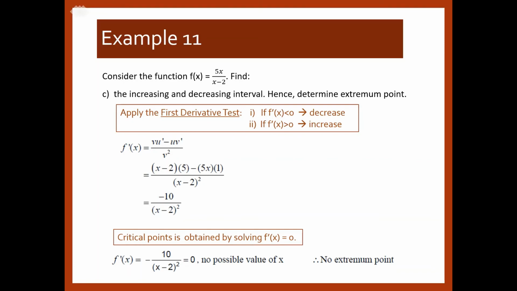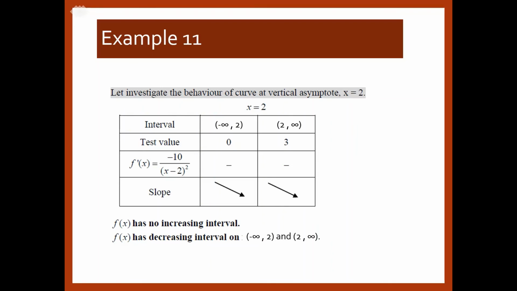By letting f prime x equal to 0 and simplify, you will notice that x is undefined, meaning there is no critical point for the given function. Therefore, there is no extremum points. Even though there is no critical points, you still need to investigate the behavior of the curve at the vertical asymptote x equal to 2. From the first derivative test, f(x) is decreasing on both interval negative infinity to 2 and 2 to infinity.